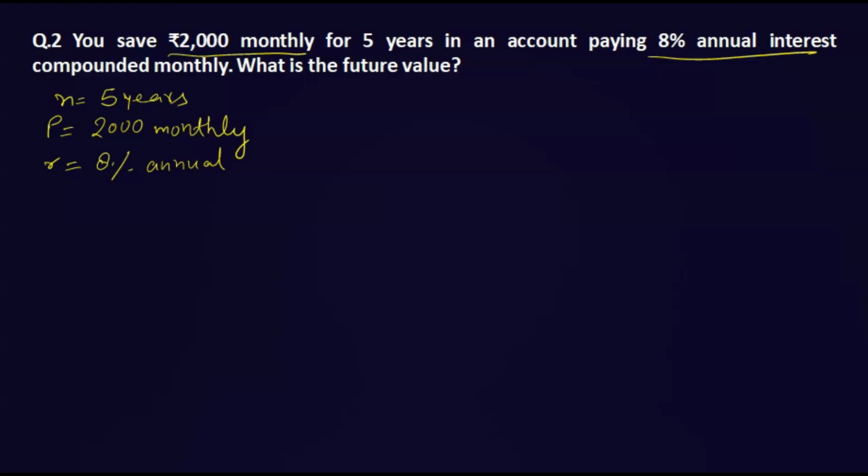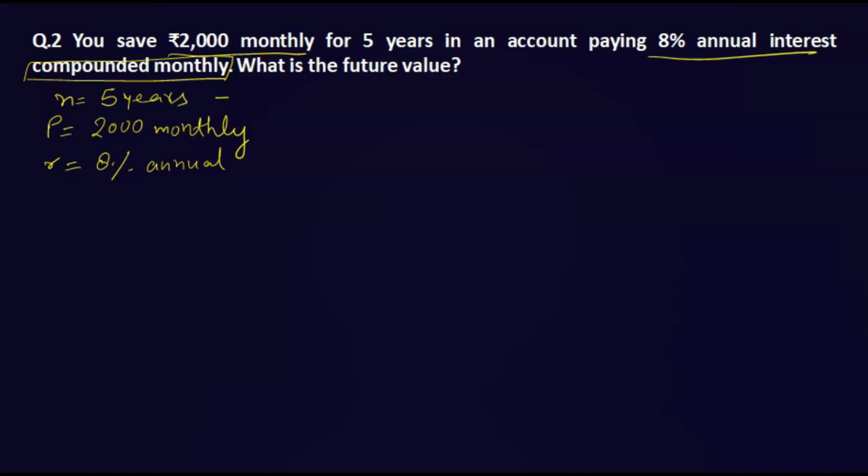See what is asked in the question. It is asking compounded monthly, and it is asking for the future value. You save 2,000 monthly for 5 years in an account, which gives you 8% annual interest. But what you have to calculate is compounded monthly. That means all the values we have to convert into months.